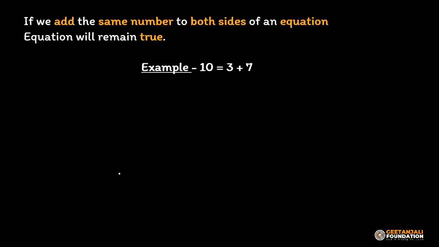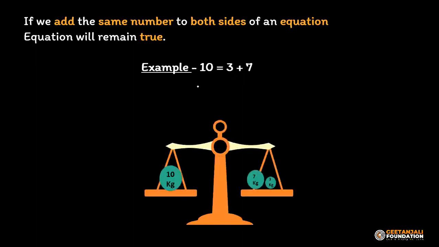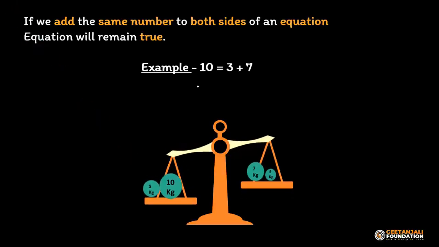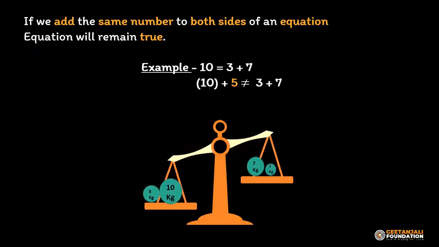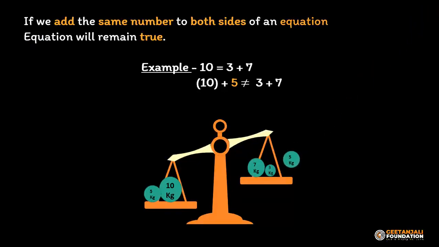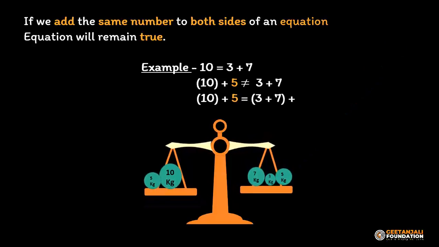For example, here I took 10 equals to 3 plus 7. You can see 10 on the left side and 3 plus 7 equals to 10 on the right side. Suppose I want to add 5 to this 10. Now let's see what happens. If I add 5 to this 10, this becomes 15. So on the left side you have 15, but on the right side you still have 10. This equation is no more a true equation. I don't want it to lose its true status, so I will need to add 5 to the right side as well.